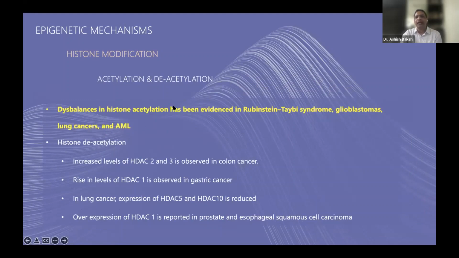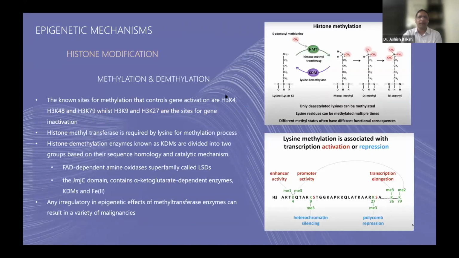Now, there are almost 18 types of histone deacetylases. It is very important to know which subtype of histone deacetylase is altered in a particular malignancy. For example, a rise in HDAC1 is seen in gastric cancer. Histone deacetylase 5 and 10 are reduced in lung cancer. HDAC1 is increased in prostate and esophageal cancers, and so on. So it is not just the histone deacetylase enzyme, but what subtype of the histone deacetylase enzyme is altered in a particular epigenetic machinery.